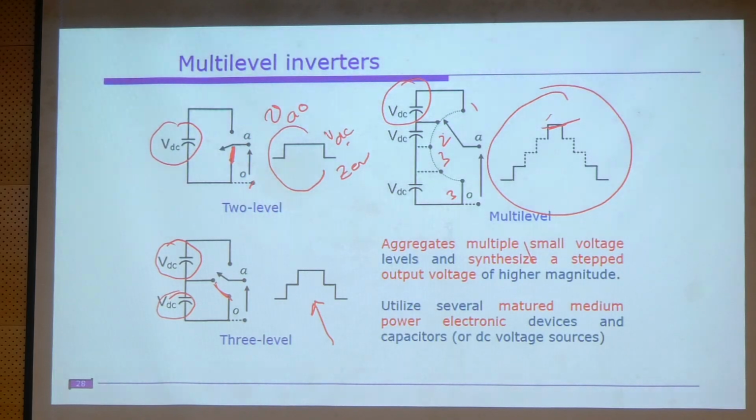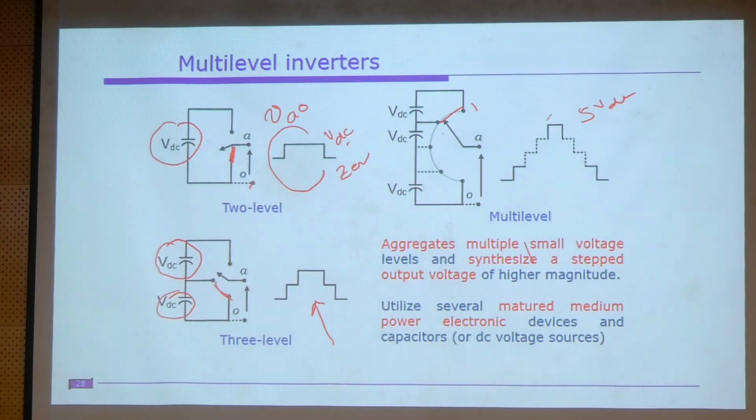In this case, let us consider some 4 or 5 devices, if it is 5 VDC overall, this switch is supposed to block only VDC. That means there is no need to go for high power switching devices. Whatever existing medium power switching devices are sufficient. Understood?